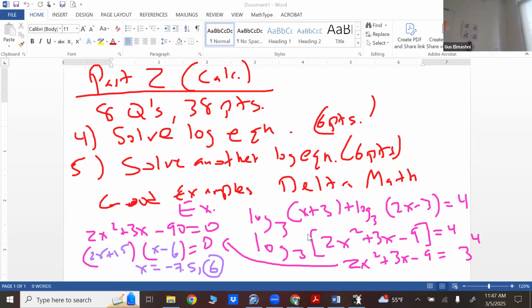That's a test strategy, right? Now I get 2 answers. But -7.5 is no good because I can't take the log of a negative. We talked about this, so I stick with 6. Did you have to look for a positive solution? Yes, because negative is no good.